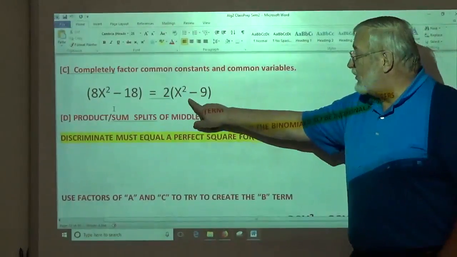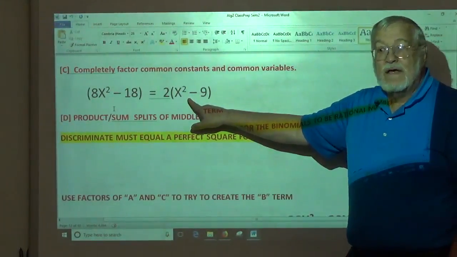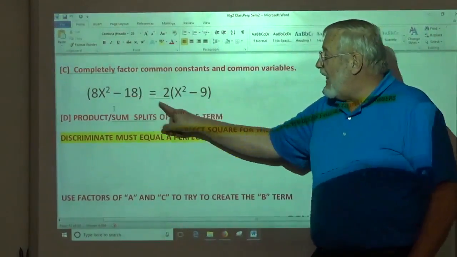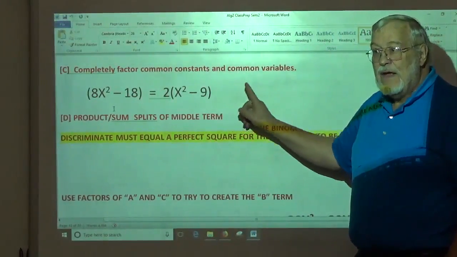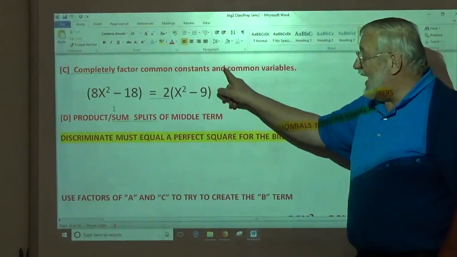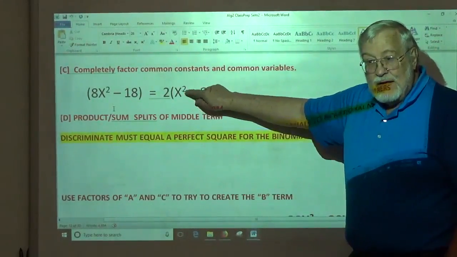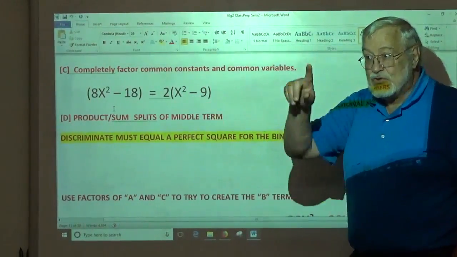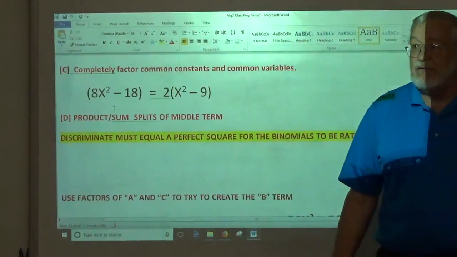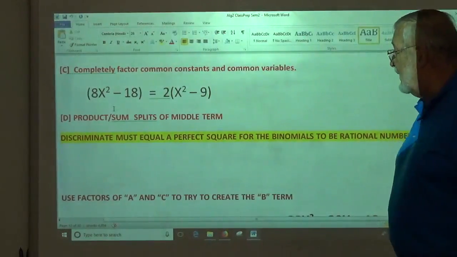So what else do I have to do to factor this completely? What is the factoring of this binomial? x plus 3 and x minus 3. Thank you. So completely factoring will be 2 times x plus 3, x minus 3. That is a normal skill, and that's the way it'd be set up to trick people to do one step and stop when there's actually 2 things you had to do. Does that make sense?